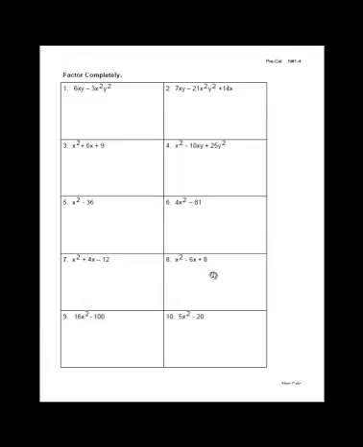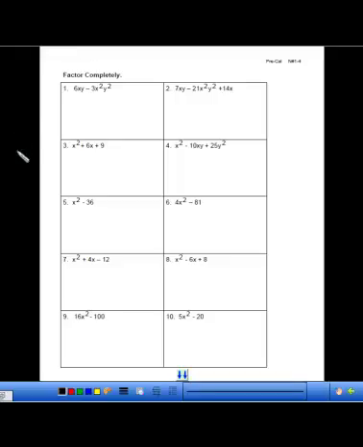Alright, we have a lot of factoring completely examples here, and I'm going to try to go through this pretty quickly. Alright, on this one, let's first look for a greatest common factor, which is going to be 3xy, which is going to leave you with 2 minus xy. And we look at this parentheses, and we can't factor that anymore, so we stop there.